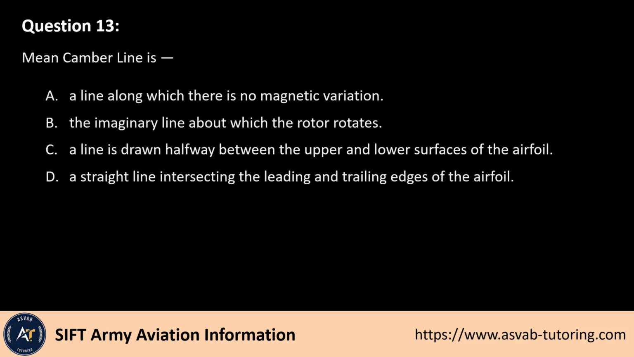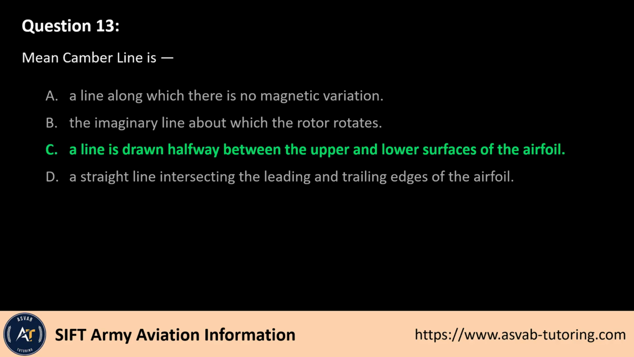Question 13. Mean camber line is A. A line along which there is no magnetic variation. B. The imaginary line about which the rotor rotates. C. A line drawn halfway between the upper and lower surfaces of the airfoil. D. A straight line intersecting the leading and trailing edges of the airfoil.